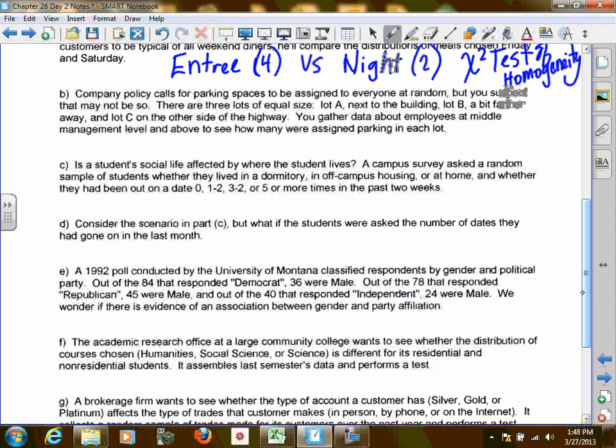We have company policy, and we're talking about the particular lots that they can go into, A, B, or C. All right. So we're wondering if employees at the middle management level and above are basically, see how they're assigned to each parking lot. Okay. So question, how many variables have multiple categories? Or how many variables are there?